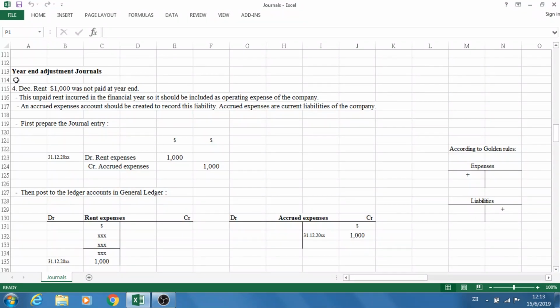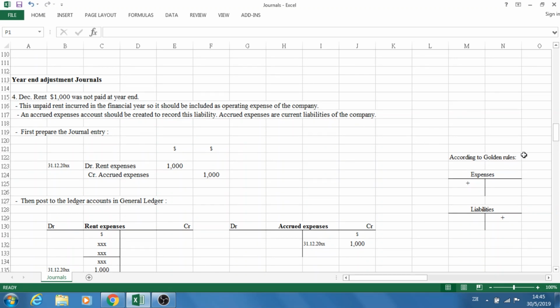Year-end adjustment journals. Example 4. December rent 1,000 was not paid at year-end. This unpaid rent incurred in the financial year, so it should be included as operating expense of the company. This company owes rent to another company, so an accrued expenses account should be created to record this liability. Accrued expenses are current liabilities of the company.